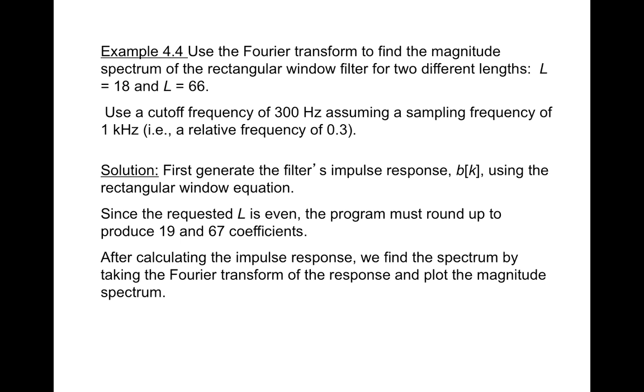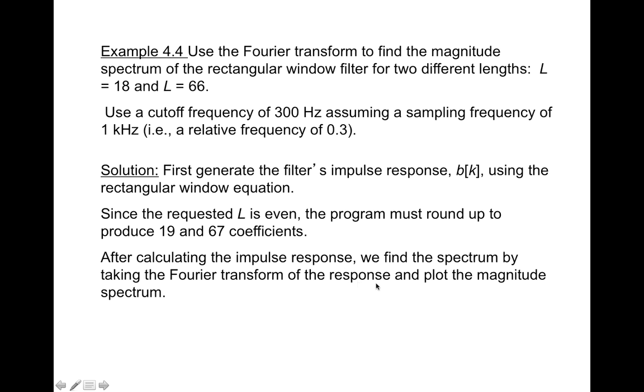So first we're going to generate the filter's impulse response using the rectangular window equation. And since L is even, then we have to round up to produce 19 and 67 coefficients because the filter has to be uniform about center. So the filter will have to have an odd number of components. So after we calculate the impulse response, we're then going to find the spectrum by taking the Fourier transform, and we're going to plot the magnitude.